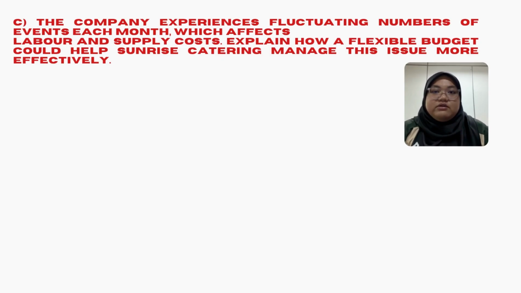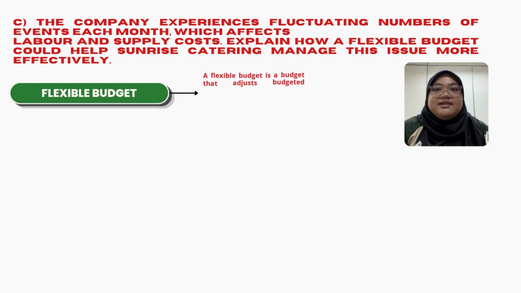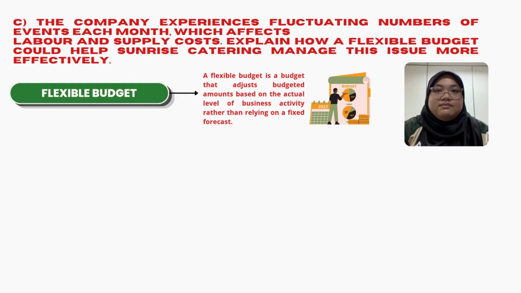Before discussing how a flexible budget can help, let's first understand what a flexible budget is. A flexible budget is a budget that adjusts budgeted amounts based on the actual level of business activity rather than relying on a fixed forecast. In Sunrise Catering's case, the level of business activity refers to the number of catering events handled each month.